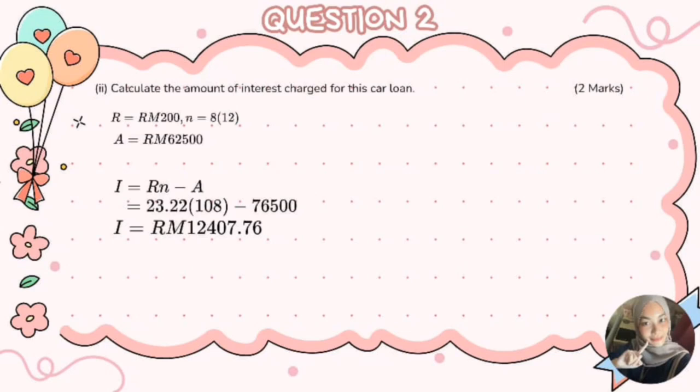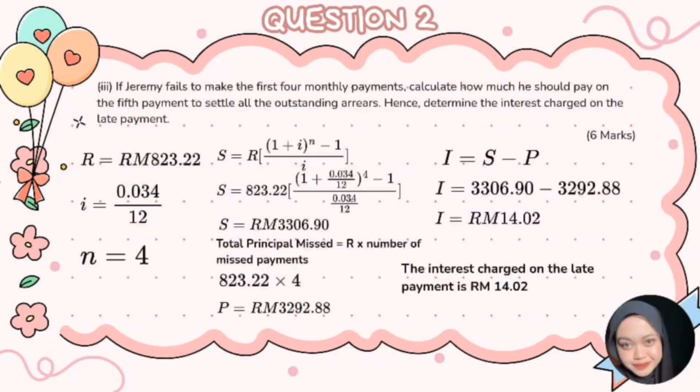2 Romans. Calculate the amount of interest charged for this car loan by using the formula I equals Rn minus A, where R is 823 ringgit and 22 cents, N is 108. After subtracting 76,500 ringgit, the final amount obtained is 12,476 ringgit.